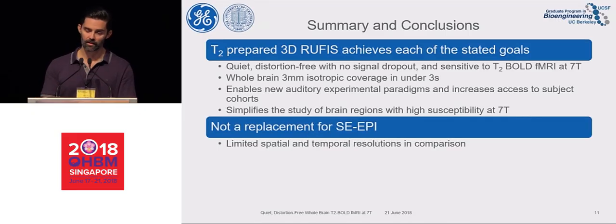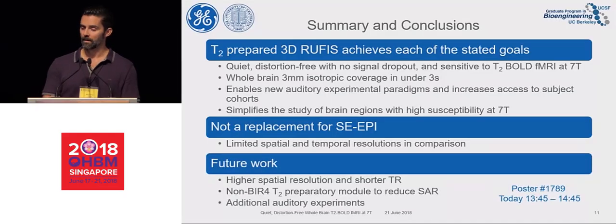Now, I want to emphasize this is not a replacement for spin echo EPI. The sequence is both spatially and temporally limited in comparison. We view this more as a complementary technique. But that doesn't mean we don't want to try and improve the spatial and temporal resolutions, which is something we're looking into right now. And part of that is going to be redesigning the T2 prep pulse. BIR-4 pulses tend to be very high SAR, and so it's preventing us from reducing the TR even further. And of course, you want to try this sequence for additional auditory experiments, which have not been possible with the high background noise of EPI scans in the past.